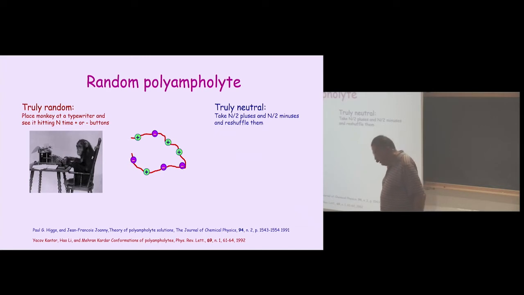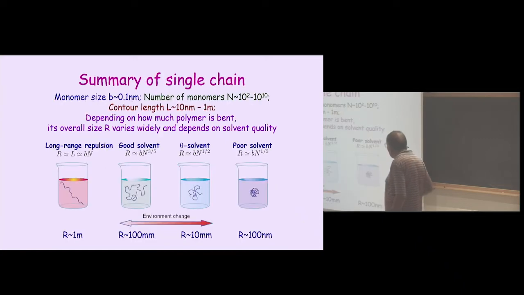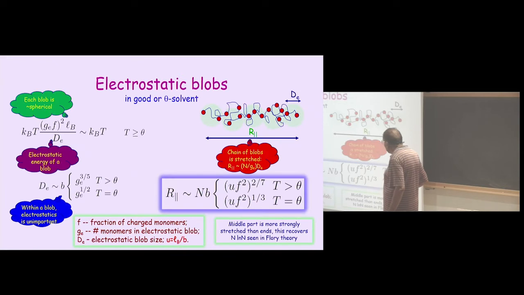Yes? Why is the radius of the electrostatic blob not the Debye radius? There is no Debye radius here. The Debye radius comes in because you have pluses and minuses. And pluses and minuses redistribute themselves to protect one another, to screen one another. If you have a positive charge, it is predominantly surrounded by negative charges, and vice versa.